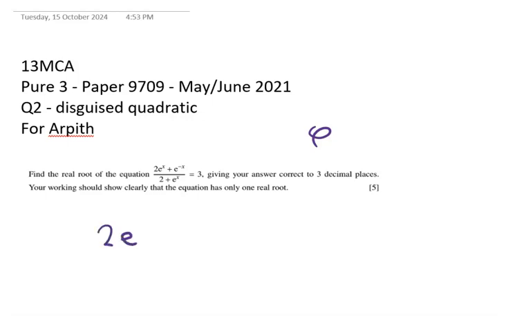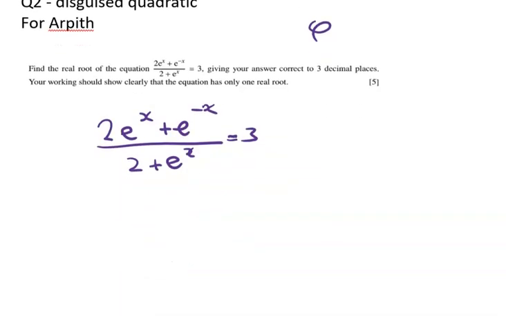So looking at it in here, we can see that we've got a fraction, so 2e^x plus e^(-x) over 2 plus e^x equals 3. So we've got a little bit of year 9 algebraic fraction rearranging to start with. So let's just start by doing this. And then we should be spotting pretty much straight away that that's a disguised quadratic.